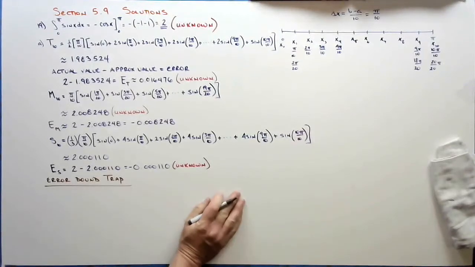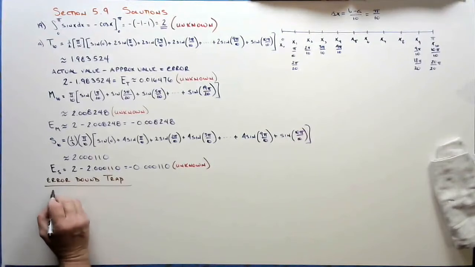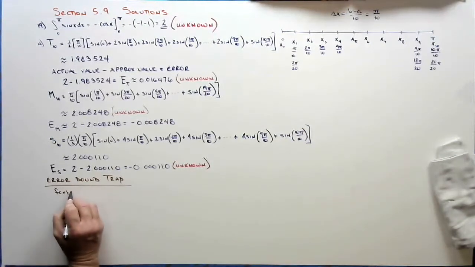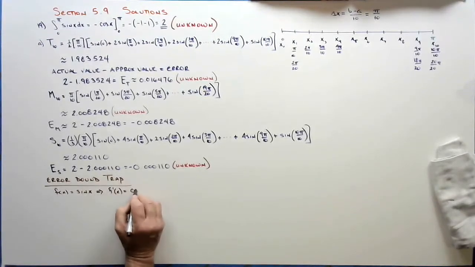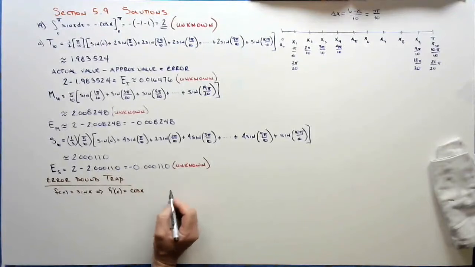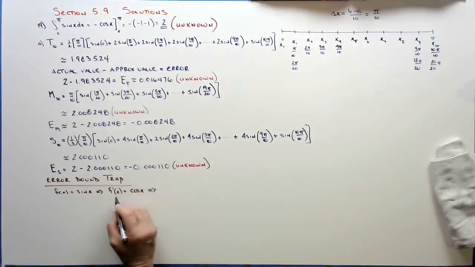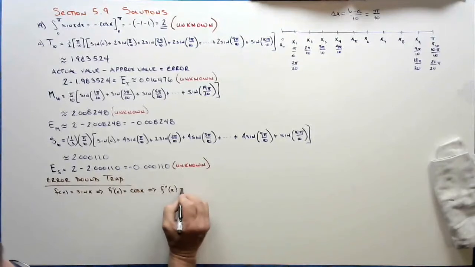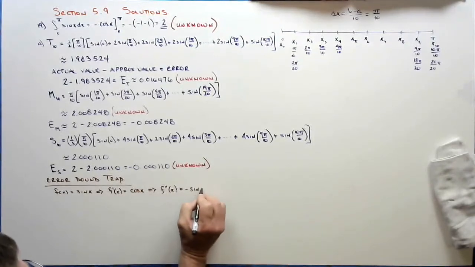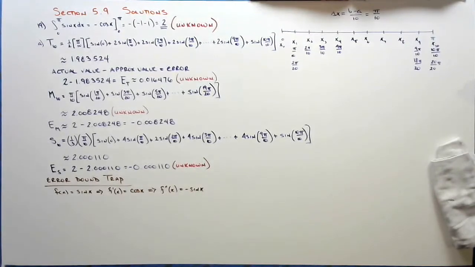Now remember, to do the error bound for the trapezoid, we need the second derivative of our function, right? So our function is f of x equals sine x. The first derivative, f prime of x, is going to be the derivative of sine, which is cosine of x. And then our second derivative is going to be the derivative of cosine, which is going to be minus sine of x. Okay, minus sine of x.